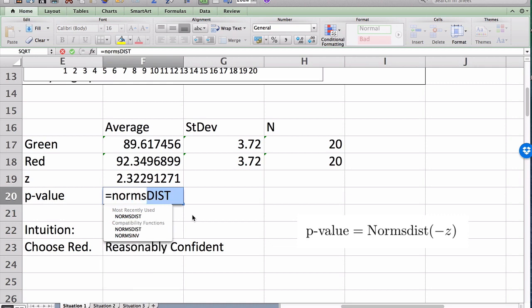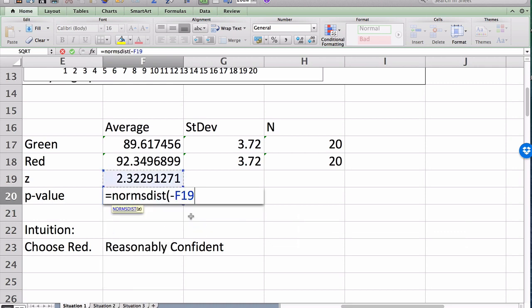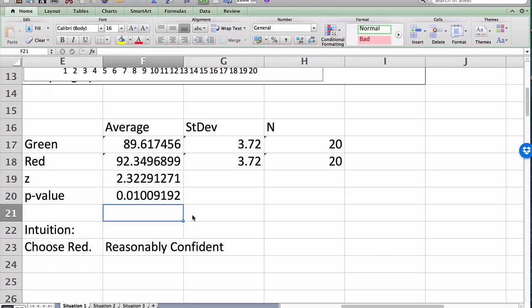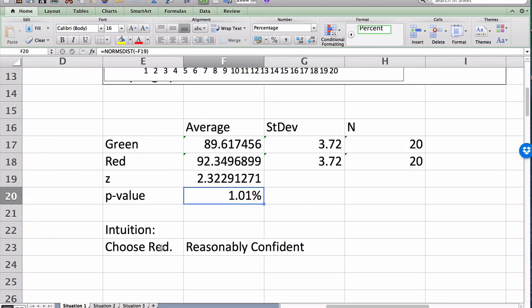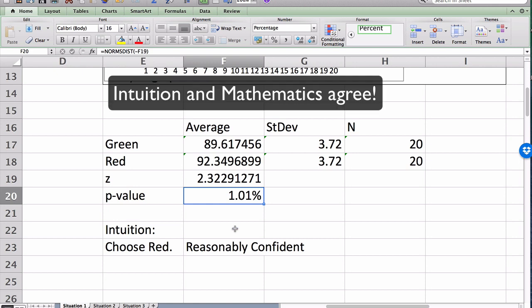So I'll type NORM.S.DIST of minus z. Okay, so how do I interpret these numbers? Well, it says that for this first situation, we'd intuitively chosen red. And what the mathematics tells me is that if I did choose red, there's only a 1% chance that I had made a mistake. Okay, so that's pretty good.